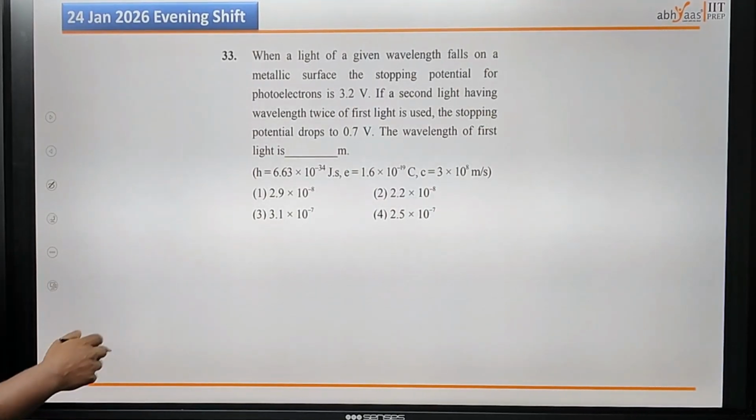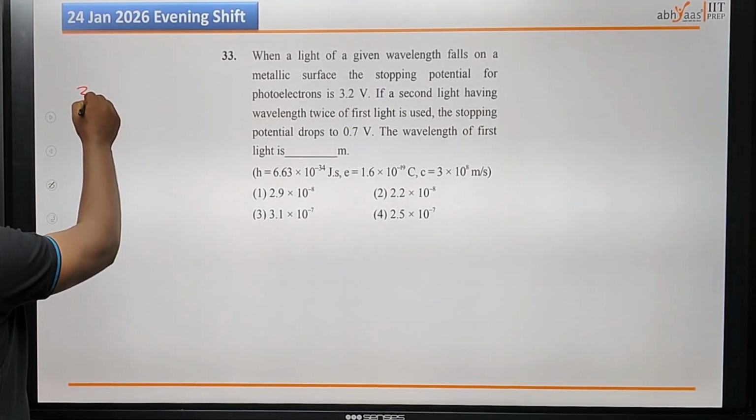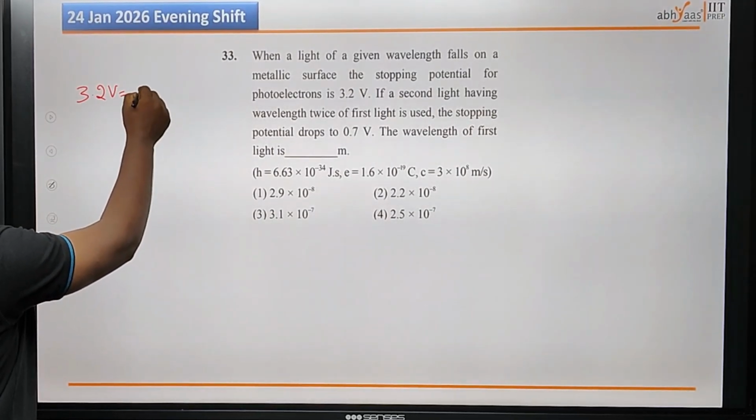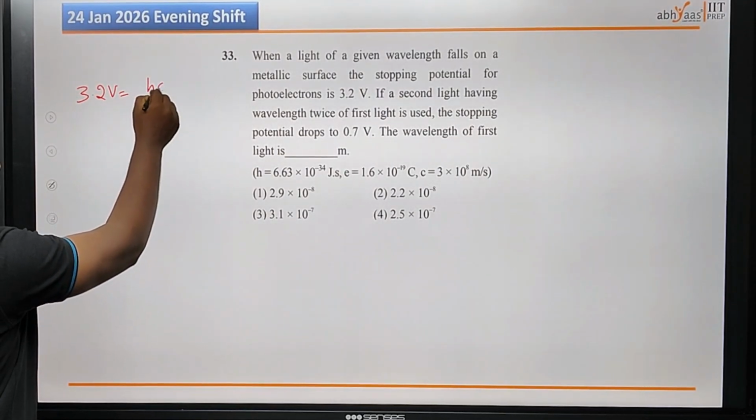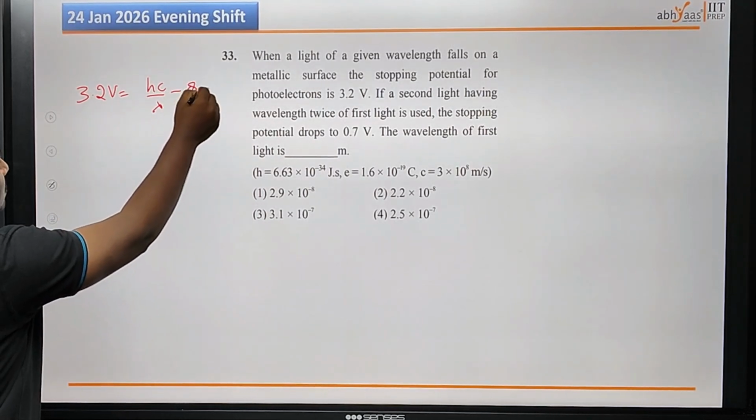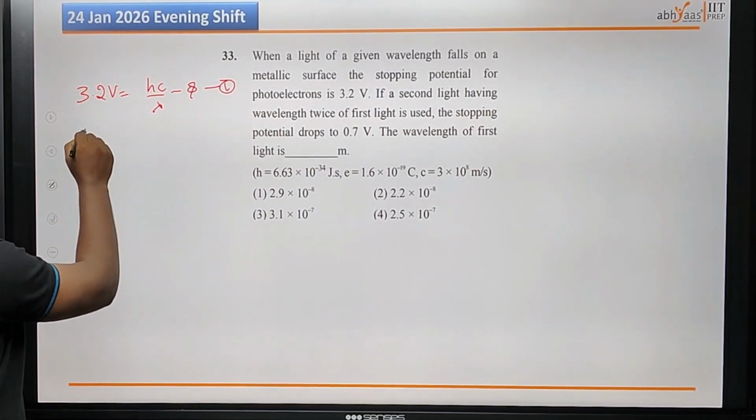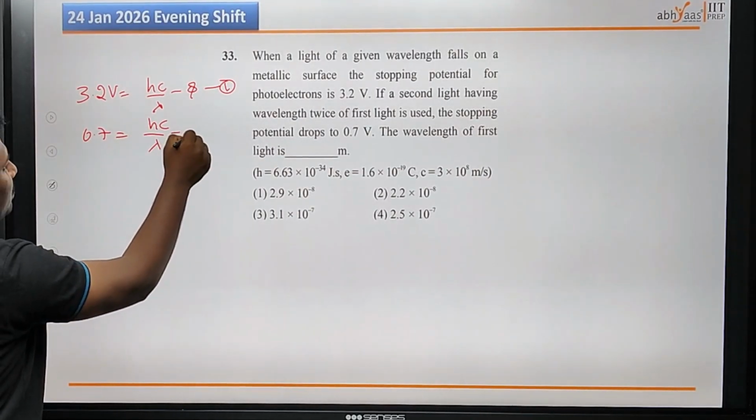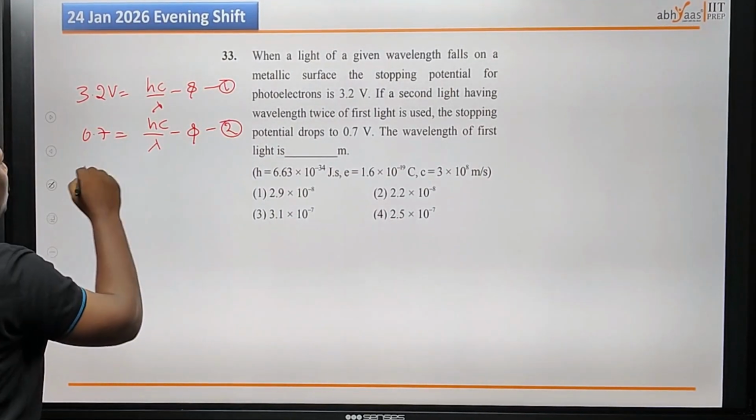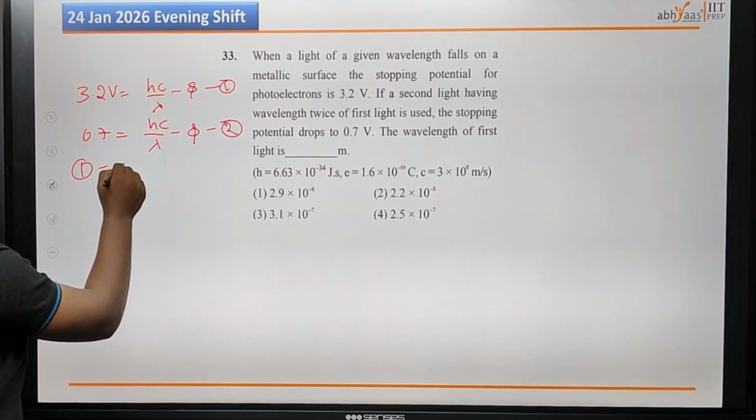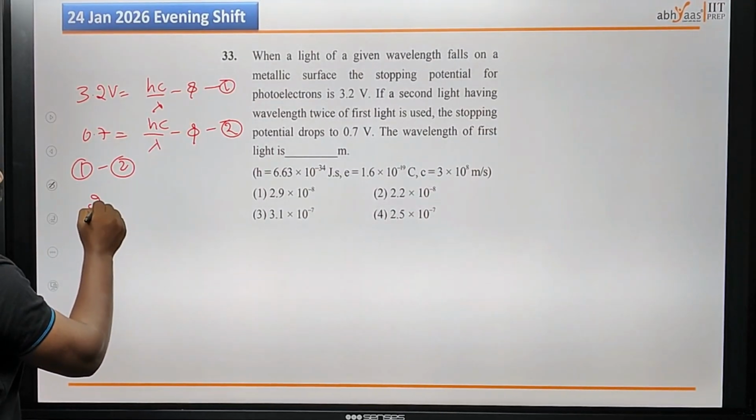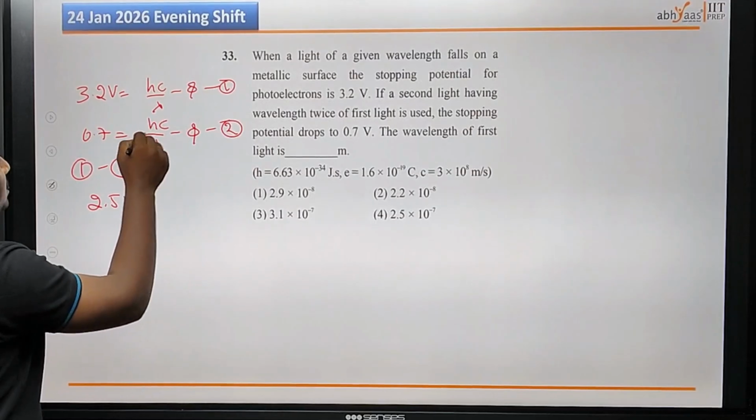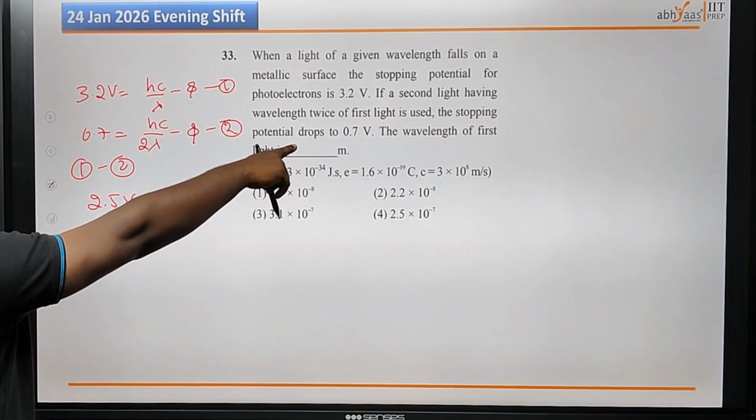So we know that stopping potential can be written as hc by lambda minus phi. This is the first condition. And 0.7 volts is nothing but hc by 2 lambda minus phi. This is the second condition. If you subtract 2 from 1, you will get 2.5 volts is nothing but hc by 2 lambda. They have given twice.